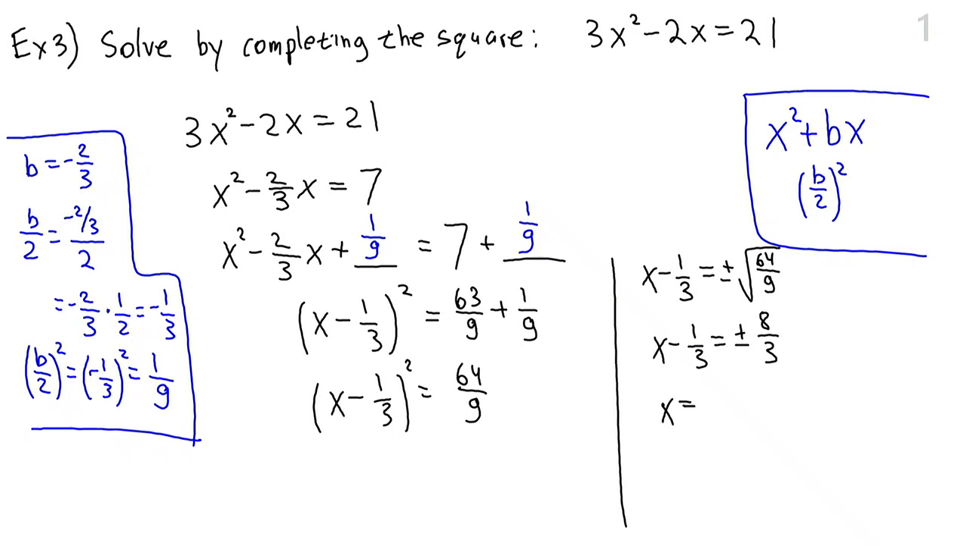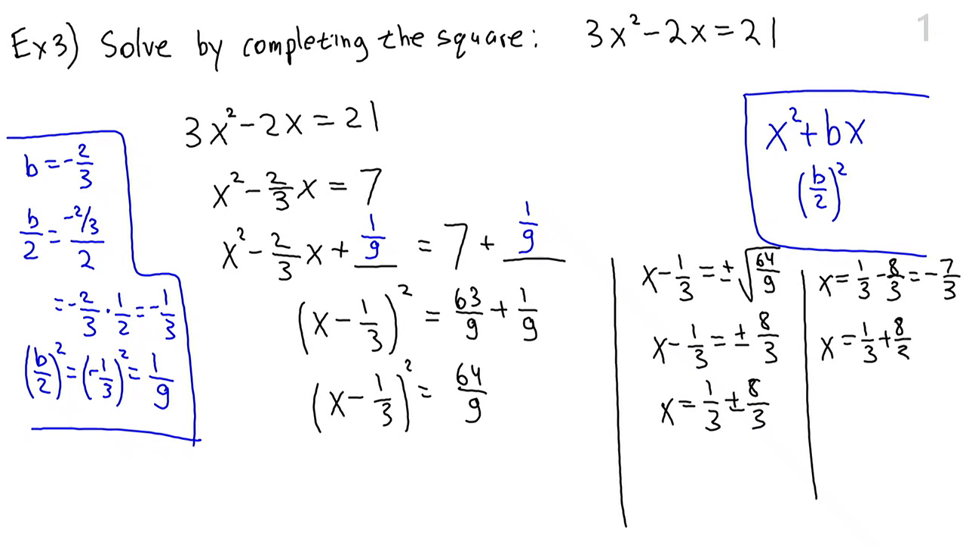So this means the solutions are x equals 1/3 plus or minus 8/3. I can simplify this. x equals 1/3 minus 8/3 is going to be negative 7/3. And x equals 1/3 plus 8/3 is going to be 9/3, which is 3. So the final solution to this equation are the numbers negative 7/3 and 3.